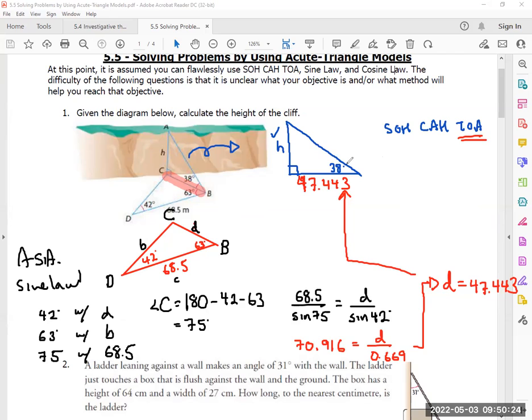We've got tangent 38 degrees is equal to the height, which is opposite, over adjacent. So height, I'm going to assume that you are able to do this question because you know how to do self-control. The height is approximately 37.07.